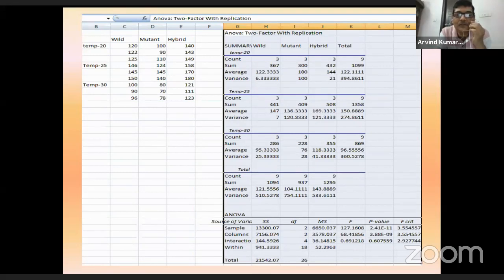Among columns also, columns means different types of stocks, significant difference is there. And interaction means the temperature as well as the stocks both show, in this particular case, significant difference for interaction. It means temperature and mutant types or wild types, the stock and environmental conditions, show interaction. But we find that yes, significant difference exists for the number of eggs laid by the different types of stock, as well as the temperature that influences.